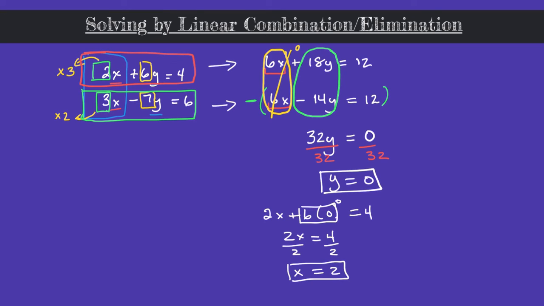Now you can go ahead and check your solutions to see if they're true. I'll check one of them. 2 times x, which is 2, plus 6 times y, which is 0, is that equal to 4? Well, 2 times 2 is 4, plus 6 times 0 is 0, and that is absolutely equal to 4, so that is true. You can go ahead and check the second equation, and this is how you would apply linear combinations or eliminations to a system of linear equations.